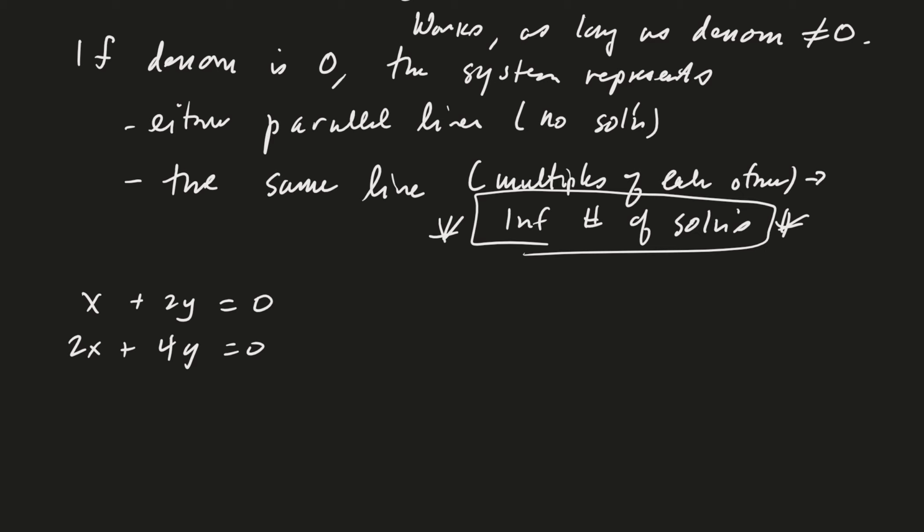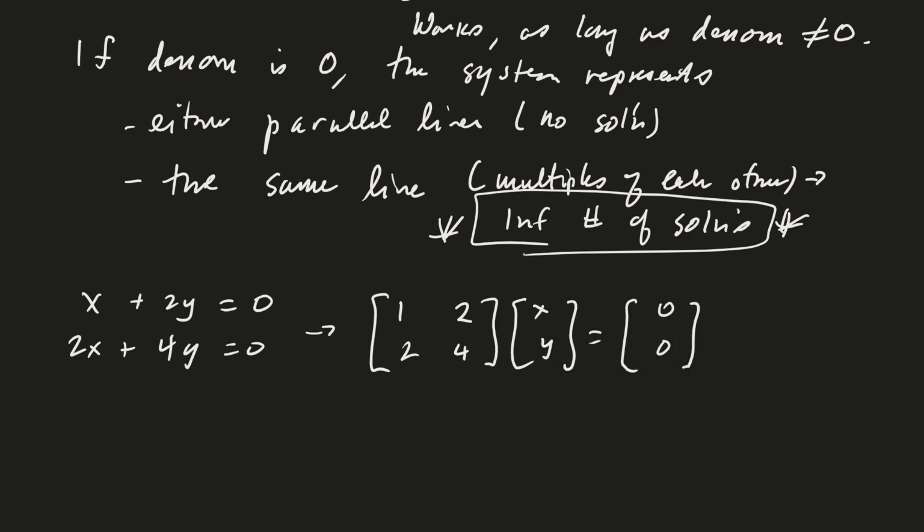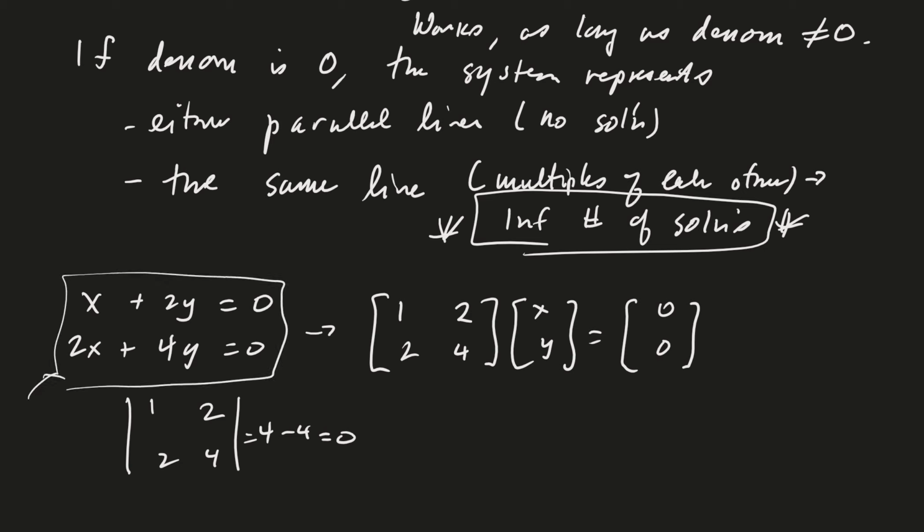Okay, now before we do anything else, let's go ahead and rewrite that in matrix vector form, just for practice. Good. And now, what do we notice about our determinant? Maybe I should just use this notation. 4 minus 4 equals 0. And so you can just see right here that these are the same line. They're multiples of the same line. So how many solutions do we have?